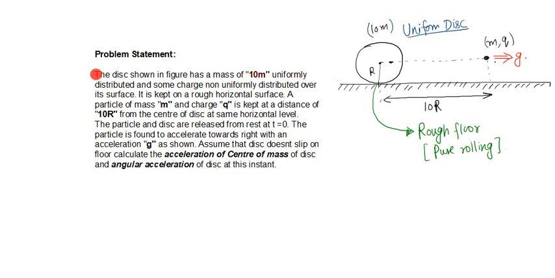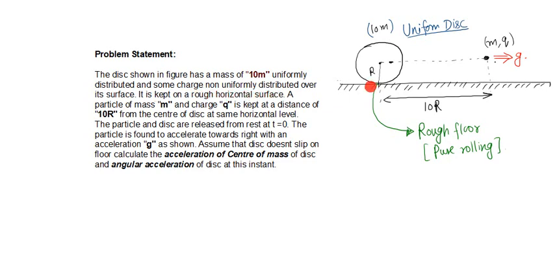The disk shown in the figure has a mass of 10m, uniformly distributed, and some charge non-uniformly distributed over its surface. So this disk is uniform as far as mass per unit area is concerned, but non-uniform as far as charge distribution is concerned. The charge is non-uniformly distributed and the mass is uniformly distributed over the surface of the disk. It is kept on a rough horizontal surface.